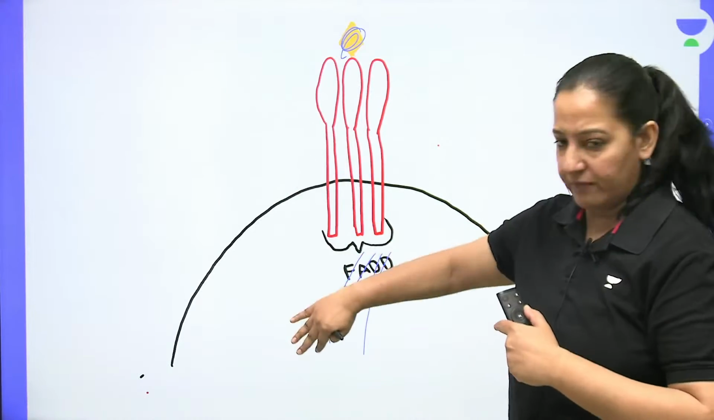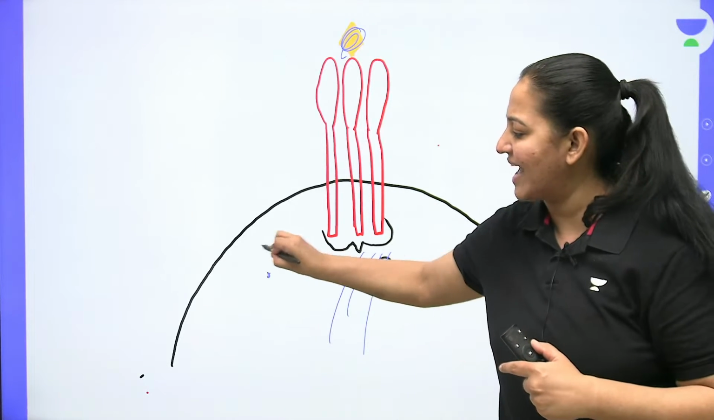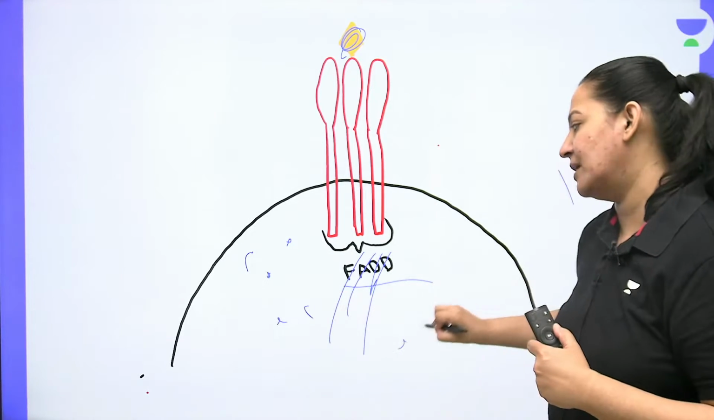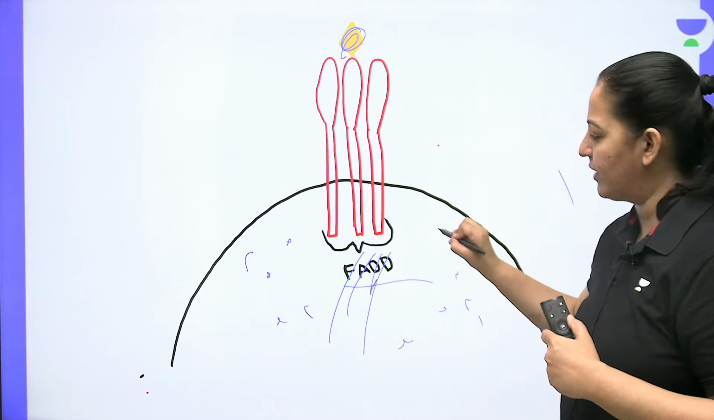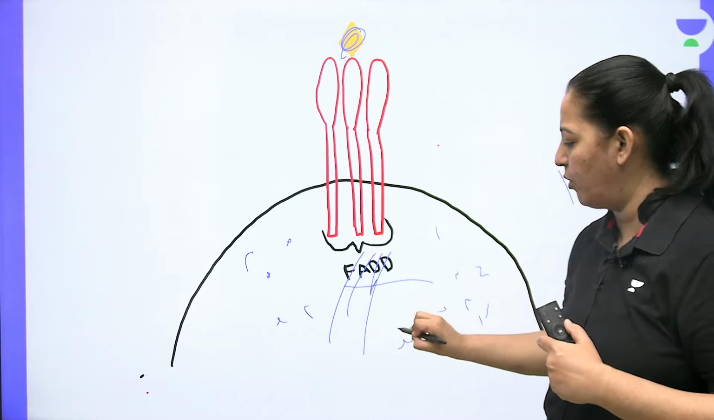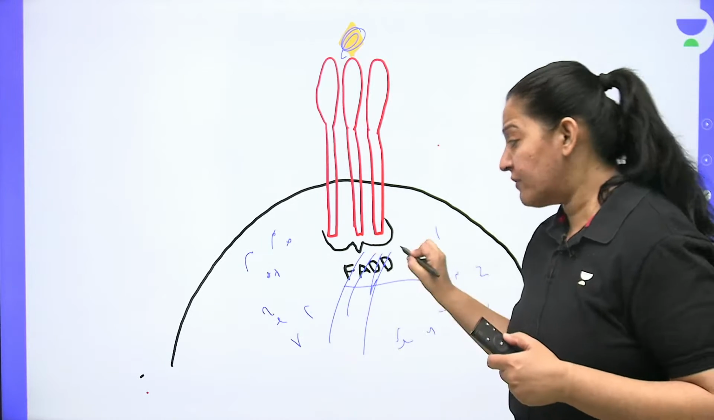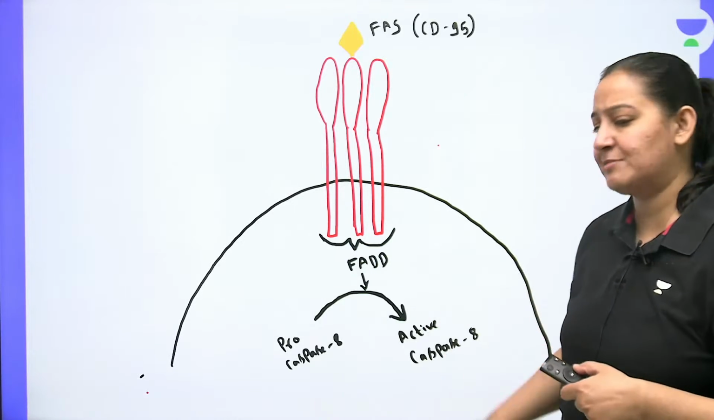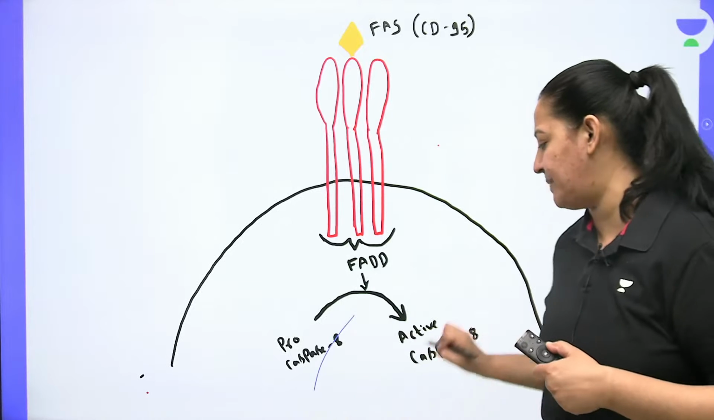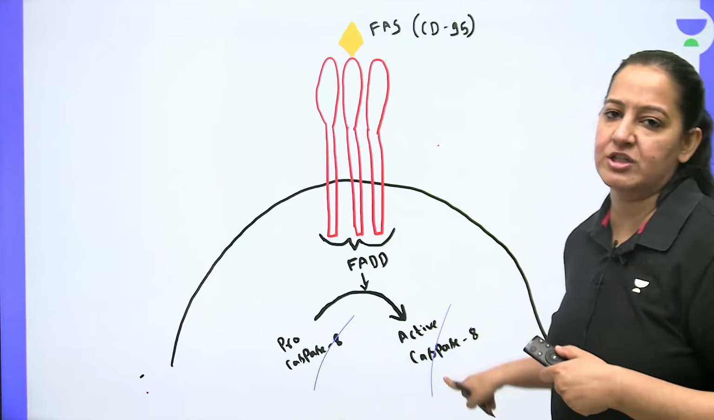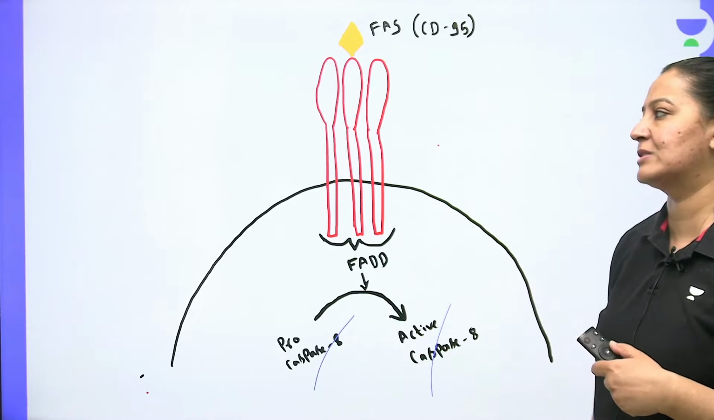Now this is the interior of the cell. In the interior of the cell, these are the caspases. Multiple caspases are present, but all of them are inactive. As I have told you, caspase number 1, 2, 3, 4, 5, 6, 7, 8, 9. All of them are inactive. Because of the formation of FADD, the first caspase which becomes active is caspase 8. So pro-caspase 8 converts into caspase 8. Everyone give me a thumbs up.